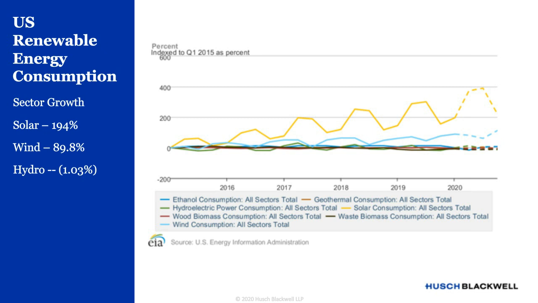And as you can see on the figures on the left-hand side of your screen, solar experienced almost a 200% growth rate, wind a 90% growth rate. Hydro and all other generation types start to lose a little bit of steam in comparison.